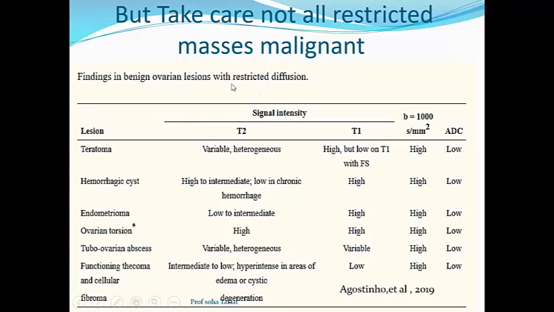Findings in benign ovarian lesions: what are the benign ovarian lesions that cause restricted diffusion? Teratoma is variable and heterogeneous, high on T1 but low on T1 fat suppression, but sometimes it causes restricted diffusion due to the heterogeneity of the contents and the presence of Rokitansky nodules. Hemorrhagic cyst is high to intermediate, low in chronic hemorrhage, high on T1. Usually it is not restricted, and many papers say that we can differentiate hemorrhagic cyst from endometrioma by the pattern of restriction.